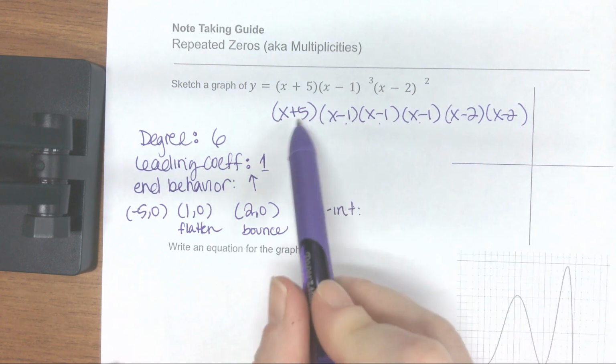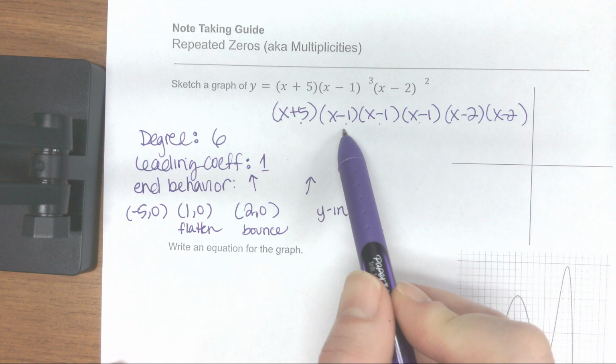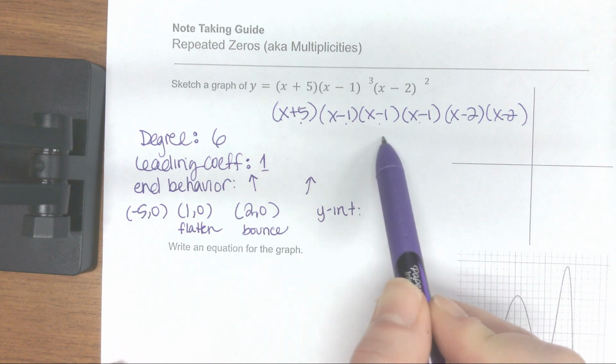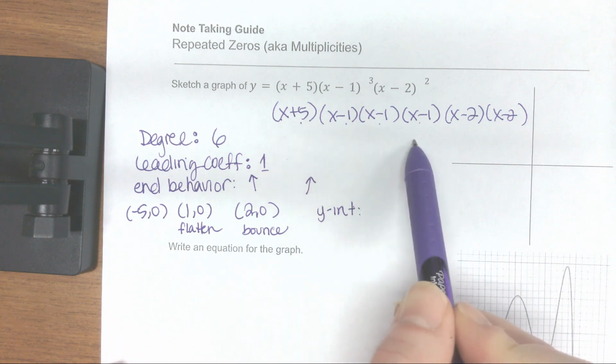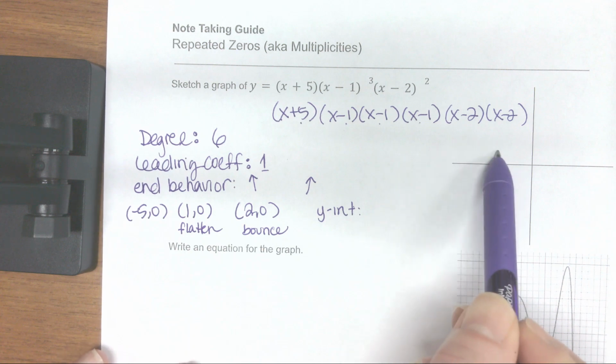Let's see here. 5 times -1 is -5. Positive 5. -5. -5 times -2 is what? And then times -2 would be -20, I'm thinking. -20? Okay.